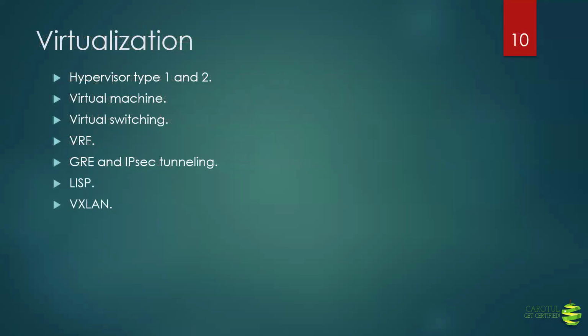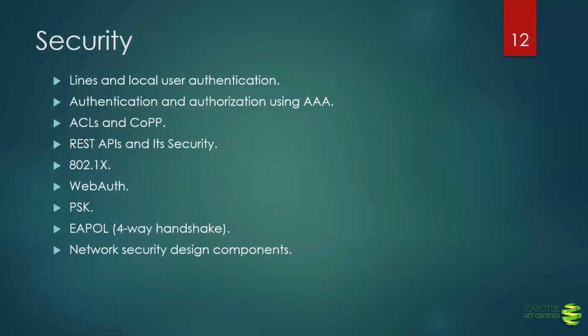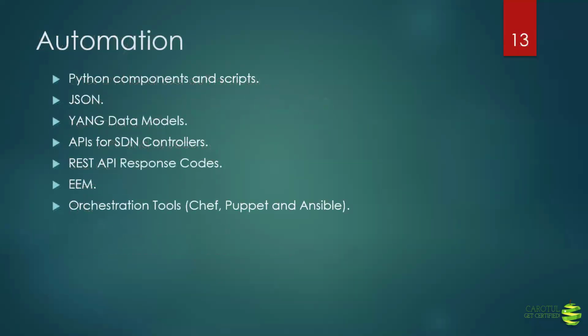Virtualization, we are going to talk about hypervisors, VMs, virtual switching, VRF, and GRE, LISP and VXLAN. So this is something we have seen as well in the syllabus already. It's the same information, same thing for network assurance and security and automation. So automation, as I was telling you, we will have some Python components and scripts, JSON structure, and all these things we already discussed, right? So this is something we'll cover directly in the automation and programmability part.